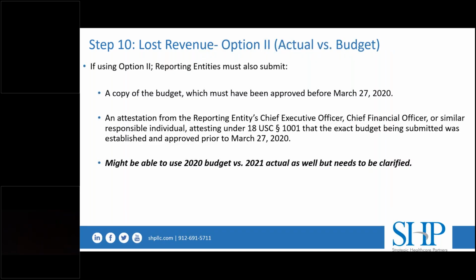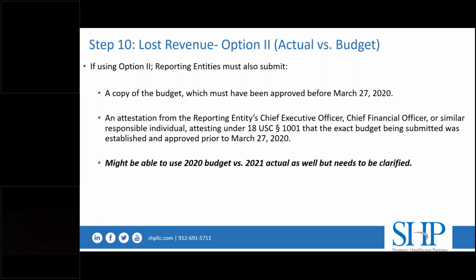Next slide. Under option 2, where it's really actual versus budget, in addition to all the other things I was mentioning a minute ago, you need to submit a copy of the budget, which had to be approved before 3/27/20, and then an attestation from the CEO, CFO, or board chairman, something to prove that it was established and approved prior to 3/27/20.